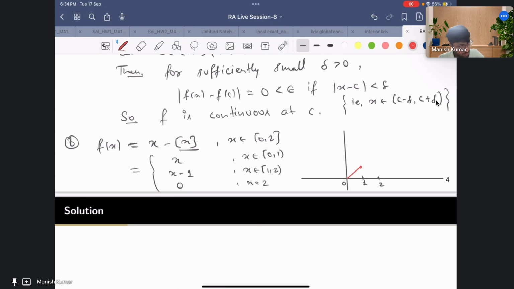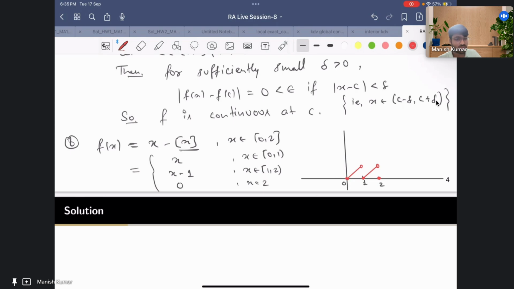Okay, it is hollow over here. Now at 1 you can see it is 0. So at 1 you have here, and again it is x minus 1, that means it is a straight line which is like this. Okay, and at 2 it's again 0.